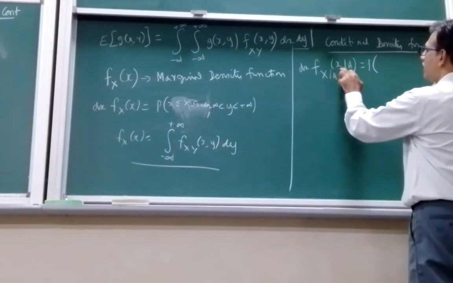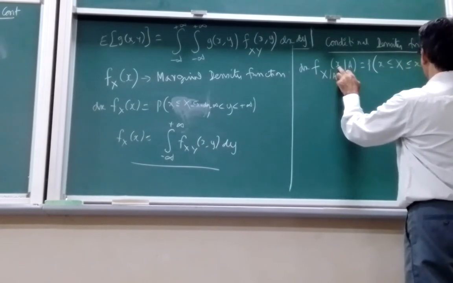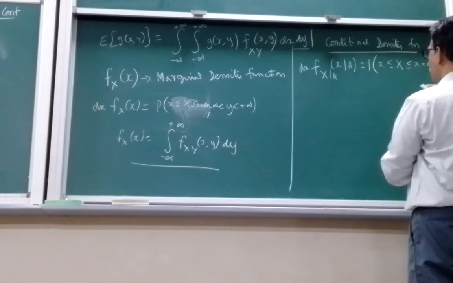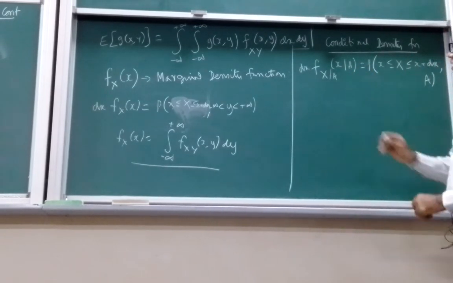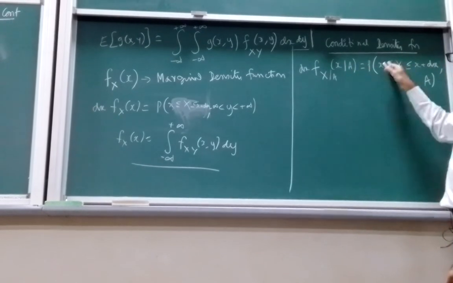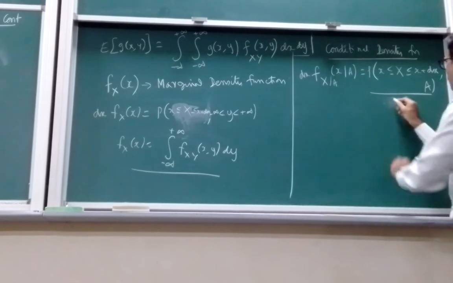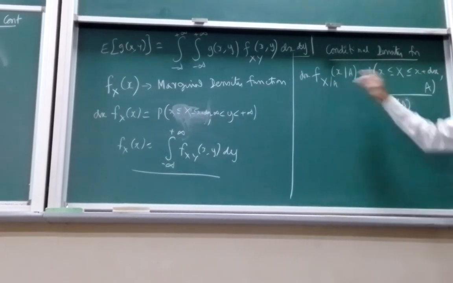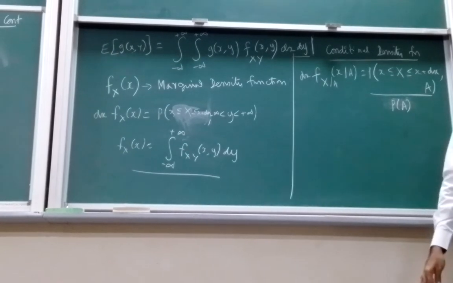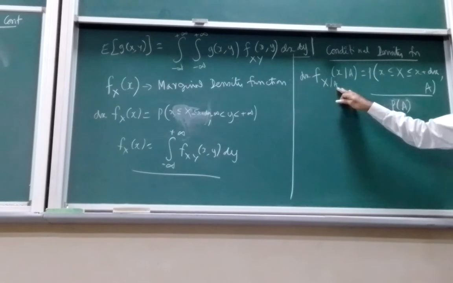What is this one? Density of x means this is one condition that has to be true. Another condition is A should also be true. This is P of A given B is P of A and B divided by P of A. This is how you interpret the conditional density function of x given the event A.